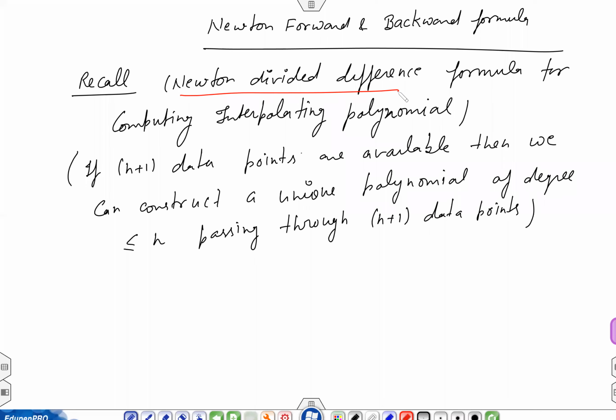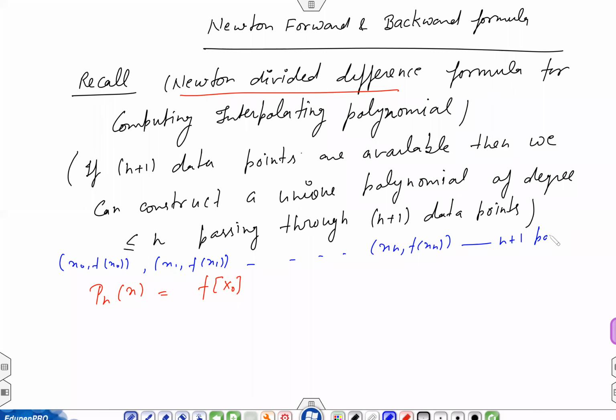So the one form we are talking about is Newton divided difference, that I'm writing here. Pn(x) equal to f of x0. Let us suppose the data points are x0, f(x0), x1, f(x1), and xn, f(xn). These are the data points through which we are finding a polynomial that is passing through these n plus 1 points. So we can always construct a polynomial of degree n or less than n.